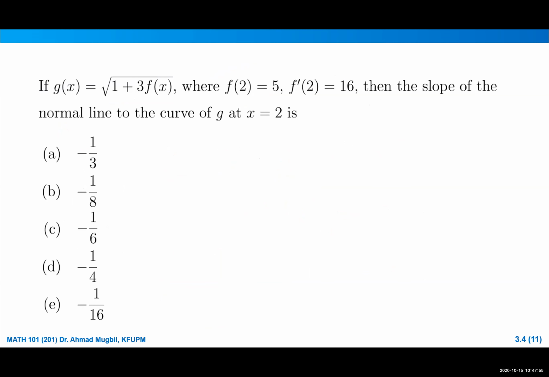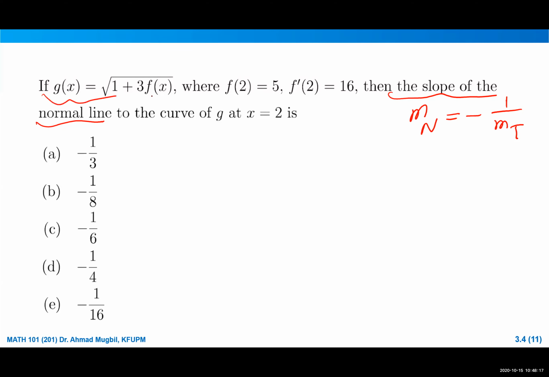The idea is easy also. You just need to apply the chain rule. You need to find the slope of the normal line. Let me remind you what the slope of the normal line means. You know that the slope of the normal line is negative 1 over the slope of the tangent line. Can you find the slope of the tangent line?